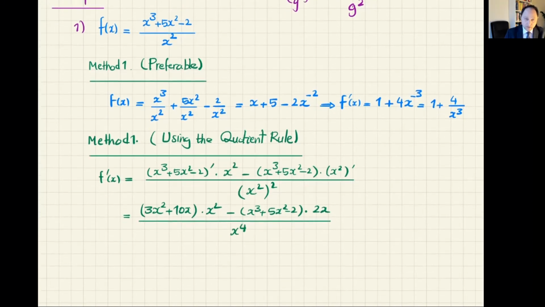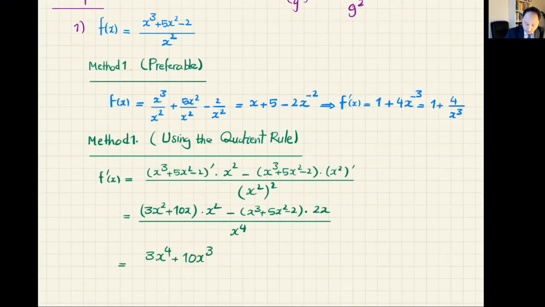You see, the calculations are unnecessarily long. But of course, it will give you the final answer correctly. So let me confirm that. So I multiply this inside. So this becomes 3x to the 4 plus 10x to the 3. And then I multiply this by a minus sign on 2x. So it becomes minus 2x to the 4 minus 10x to the 3. That's positive 4x. And then I have what? I have x to the 4. But then you see that this one and that one are canceled, so I will get x to the 4.